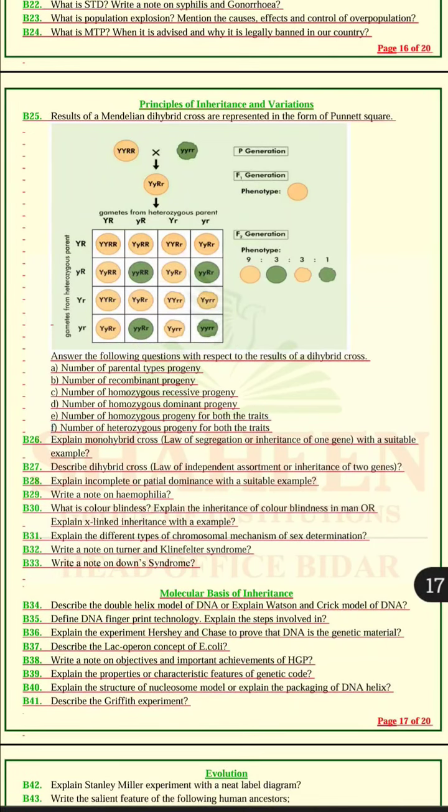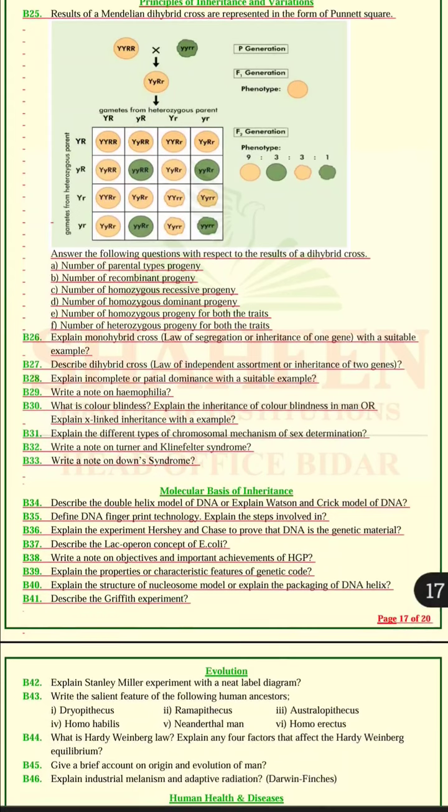Okay friends, let us move to the next one, that is question number 26. Explain in monohybrid cross law of segregation or inheritance of one gene with a suitable example. And question number 27, describe the dihybrid cross law of independent assortment or inheritance of two genes. Question number 28, explain incomplete or partial dominance with a suitable example.